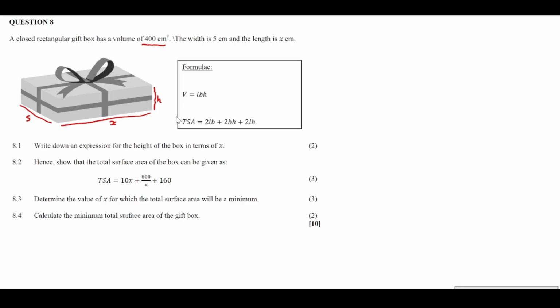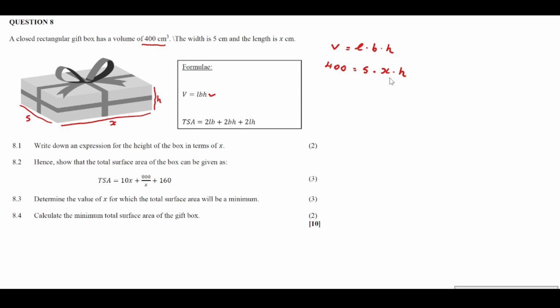Okay, so the question says write down an expression for the height of the box in terms of x. We're going to use this formula here. Our volume is equal to length multiplied by the breadth multiplied by the height. How much is our volume? Our volume is 400. It is equal to 5 multiplied by x multiplied by h.